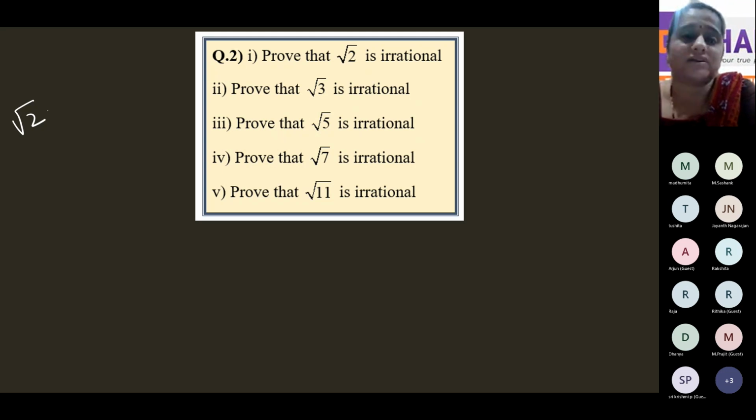Now, how do you prove that? In your syllabus, you have this proof by contradiction. What is that contradiction? You're going to assume the opposite. You know that root 2 is irrational, but you're going to say, if possible, let it be rational.